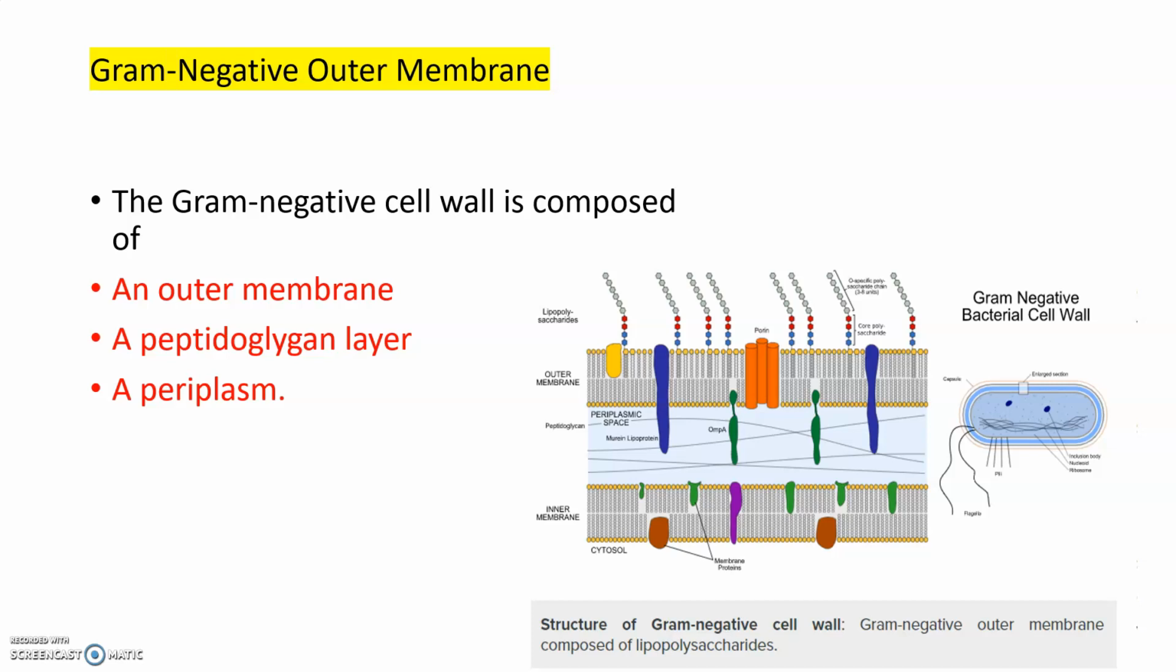The gram-negative cell wall is mainly composed of three important components: an outer membrane, a peptidoglycan layer, and a periplasm. So these are the three important components present within the gram-negative cell wall. The outer membrane can be seen on the outer portion, then a peptidoglycan layer, and also there is an inner membrane, and also there is a periplasm.